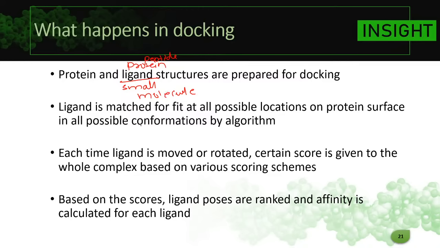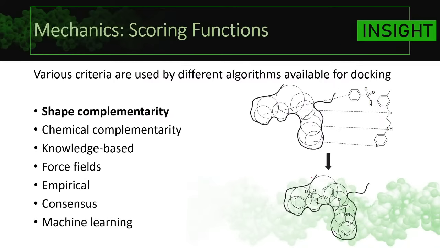And then the ligand is matched to fit at various locations in the given area. It will check various possible conformations, and for every conformation, it will calculate the energy between the protein and the ligand. This score that it calculates will be used to finally score the ligands and give you the best possible poses, which are ranked by their affinity. For different softwares, these scoring functions are different. We will talk about them in a minute, and that are used to score these ligands.